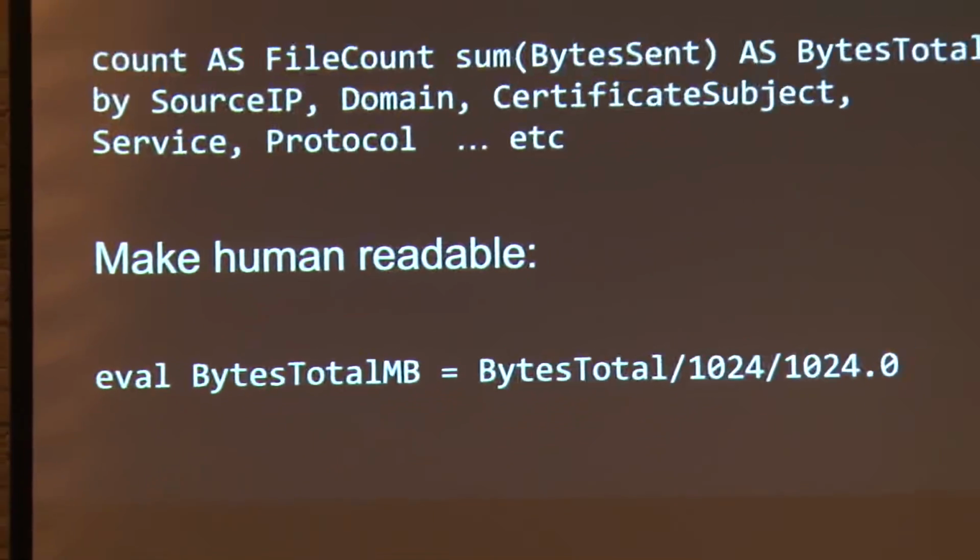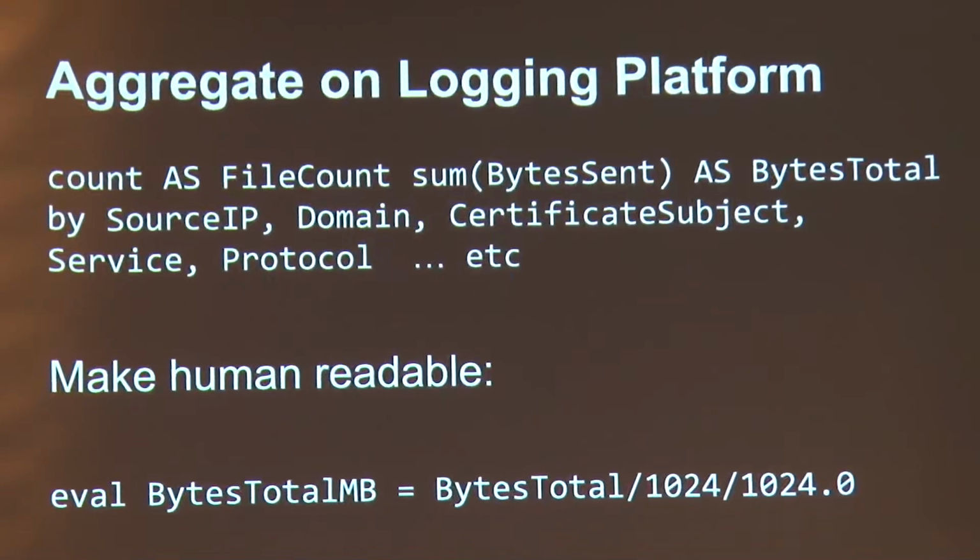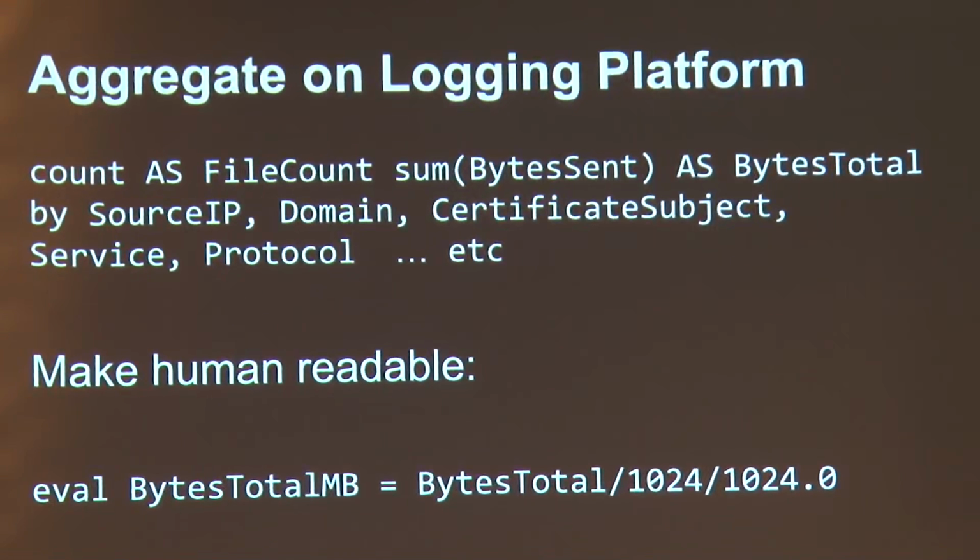But notice how for boxdrop, as an example, the destination IP changes, but the cert's the same, right? So what you can do is you can aggregate on your logging platform. This is Splunk as an example, but you count all those logs as a file count. And then you can sum the bytes sent as your total amount of bytes sent, and you aggregate based on source IP, domain, certificate, subject, service protocol, etc.